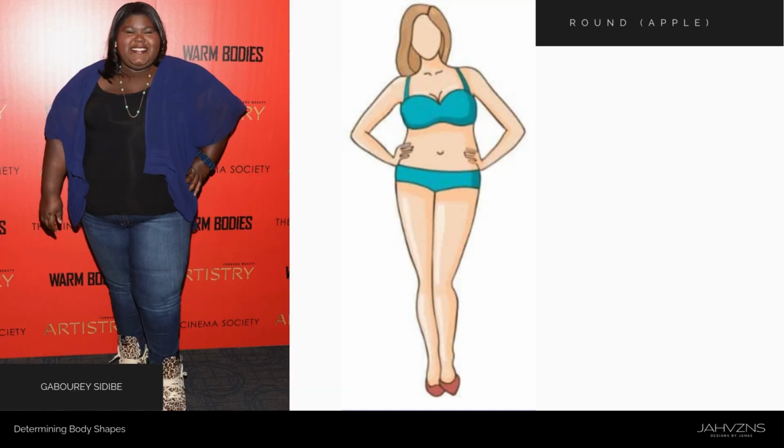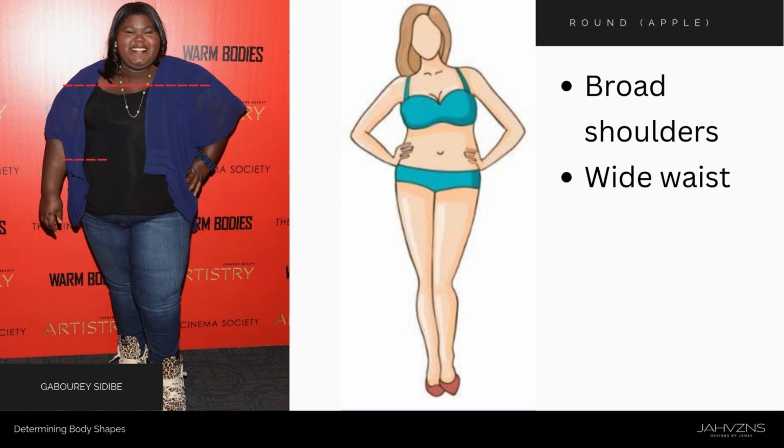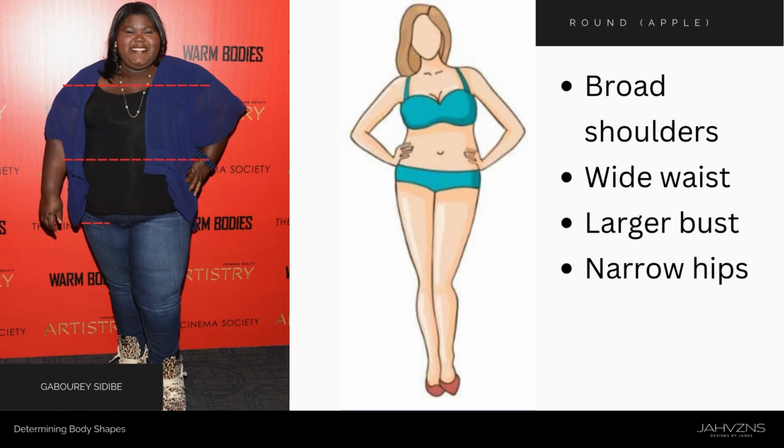Lastly, we have Gabory, representing the round aka apple category. Round women have broad shoulders, wide waistlines. It could match the shoulders or be wider than both the shoulders and hips. They usually have a large bust area, and sometimes they can have some narrow hips.